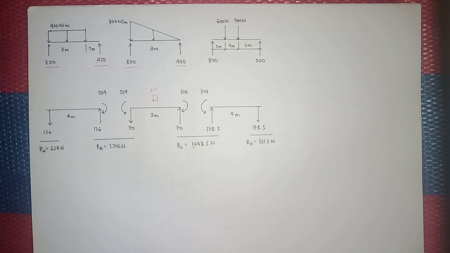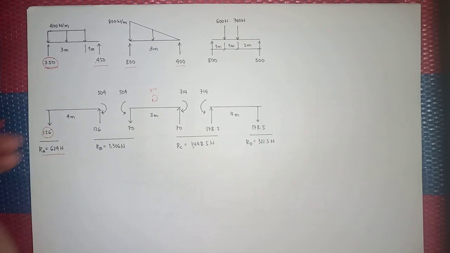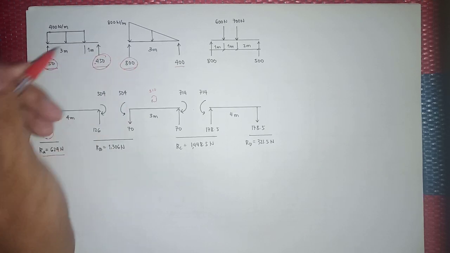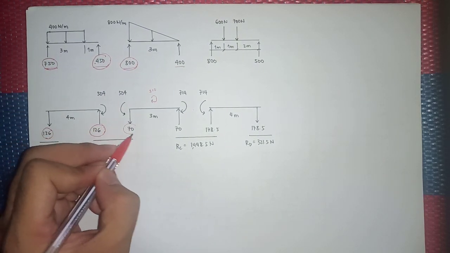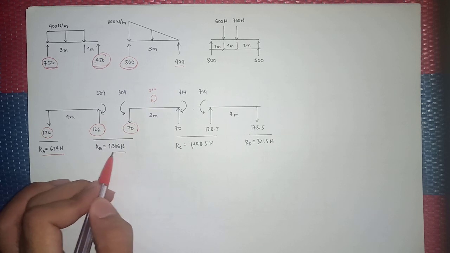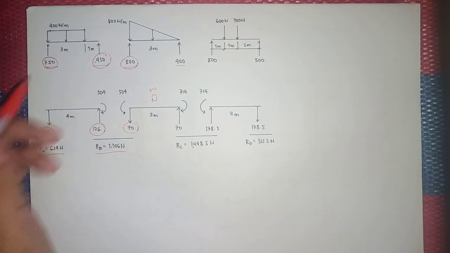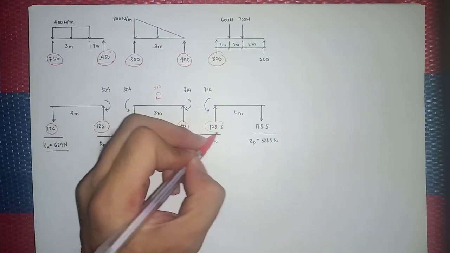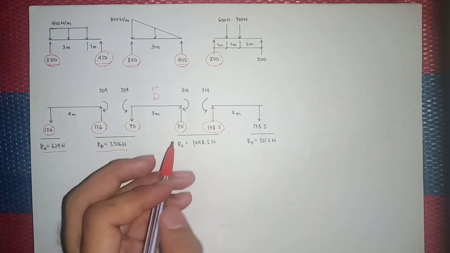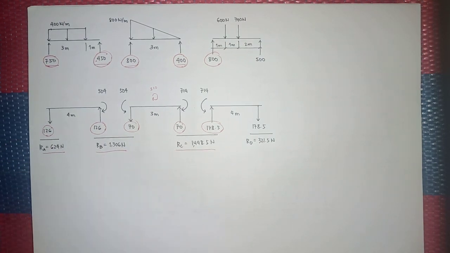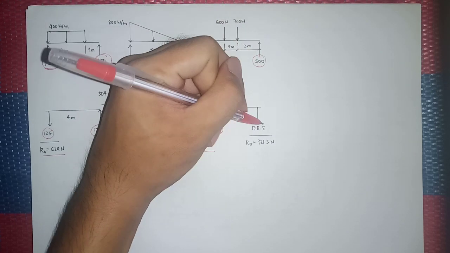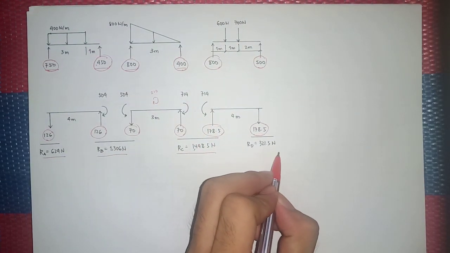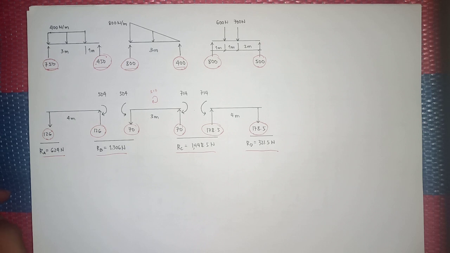Okay, and kagaya ng ginawa natin kanina, 750 minus 126, makukuha natin yung 624 newtons. 450 plus 800 plus 126 minus 70, makukuha natin yung 1,306 newtons. For this one, 400 plus 800 plus 70 plus 178.5, okay, makukuha natin yung 1,448.5 newtons. And 500 minus 178.5, makukuha natin yung 321.5 newtons.